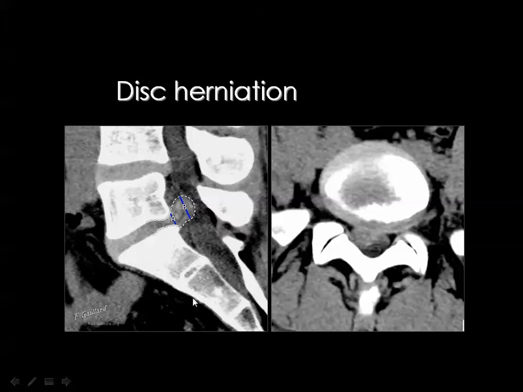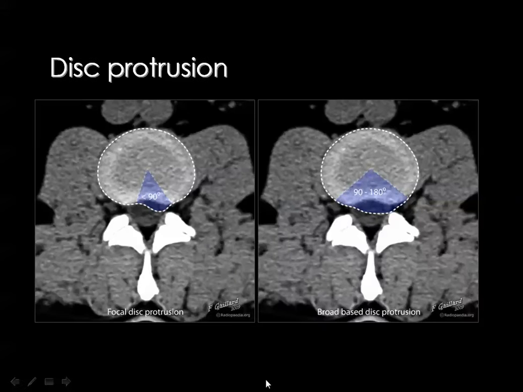If it is more, you consider it herniation. But if you see that the disc is extending up or down beyond the limits of the vertebral end plate above or below, you call this herniation for sure. Then you can diagnose this herniation from the sagittal images, and also you can diagnose this herniation from the axial images.